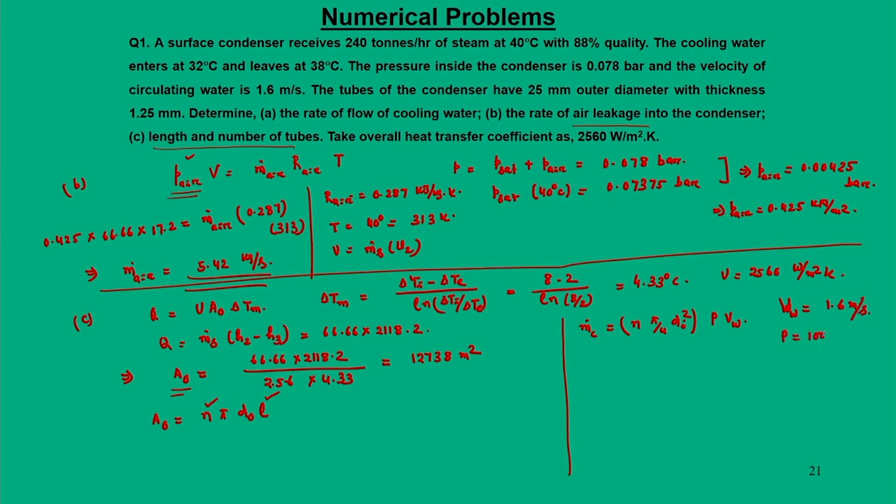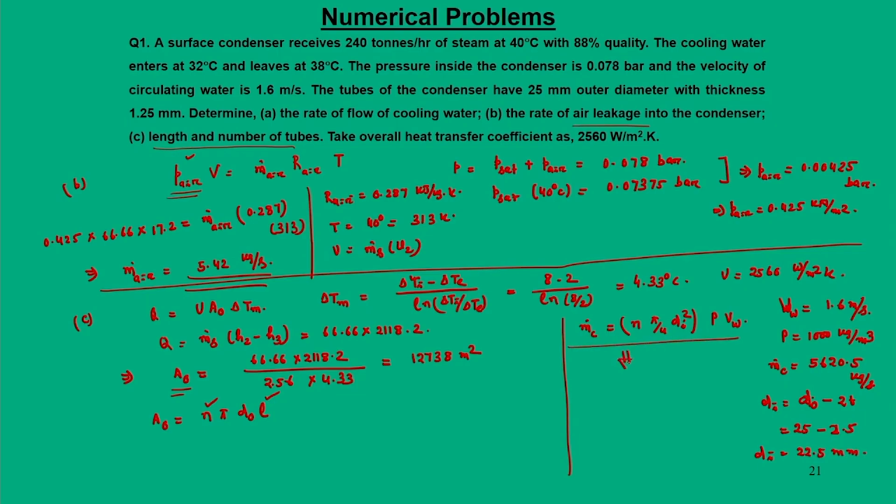Density of water is 1000 kg per meter cube, and m dot c is already evaluated as 5620.5 kg per second. D I is given as d, that is the outer diameter 25, minus twice t, that is 25 minus 2.5. So, d I is 22.5 mm. In this equation all are known.